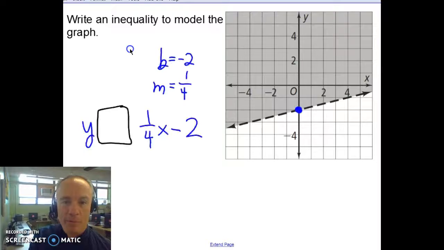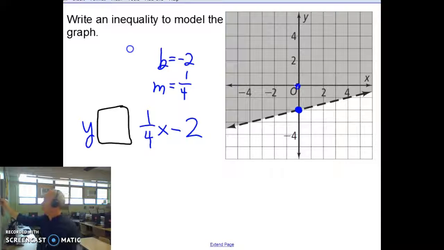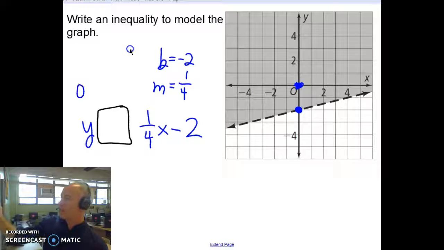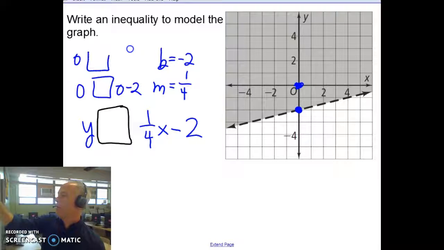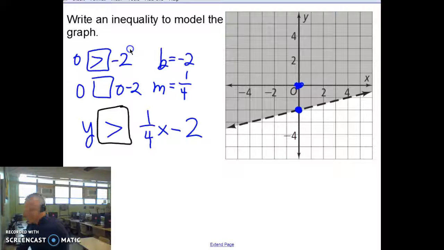I hope you did it. To write an inequality to model the graph, we found the y-intercept on the graph. We found the slope. Now we just have to determine if 0, 0 is a part of the solutions. So if I substitute 0 in for this, 0 is greater than -2. So therefore the inequality is y is greater than 1/4 x minus 2.